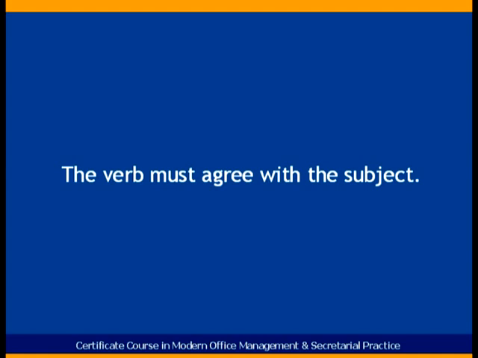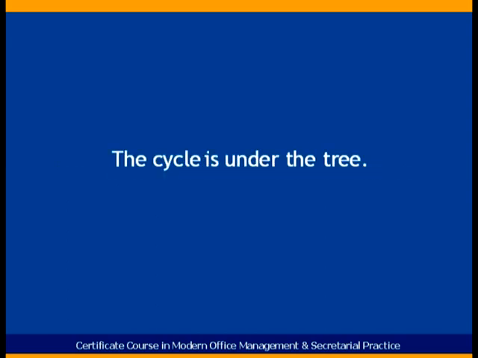Take a look at this example. The cycle is under the tree. What is the subject in this sentence? The cycle. How many cycles are there? One. Okay, so now let's see. What is the verb in this sentence? Is. Remember, is a variation of the verb be.